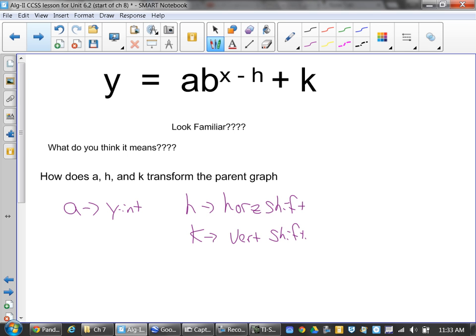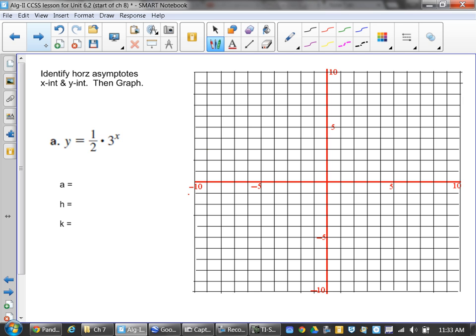So now, when we get into graphing these things, guys, what we're going to start out with is non-shifted things, and then we're going to build out of it. Now, in this example, there is no H and K. Do you agree? Yes. There's no H and K, so your H and K here are both going to be at 0.